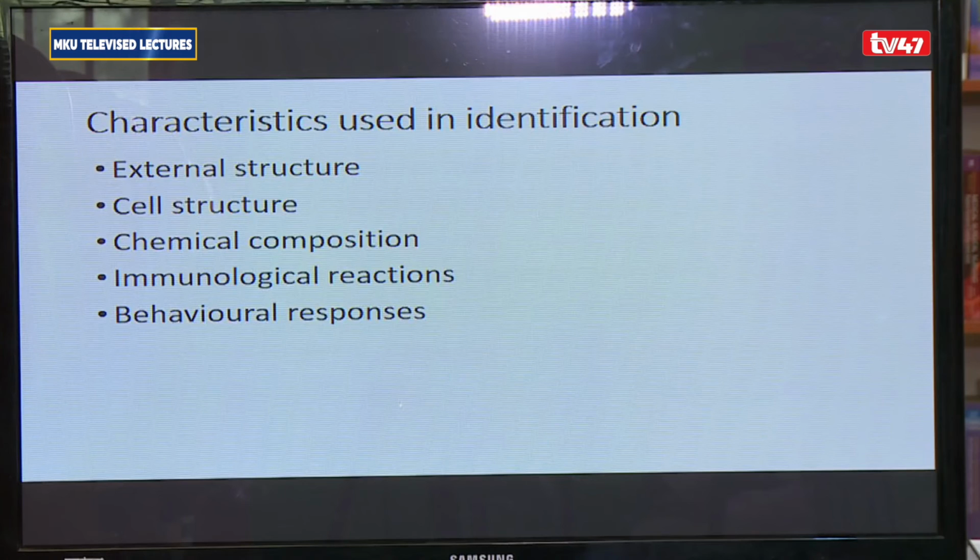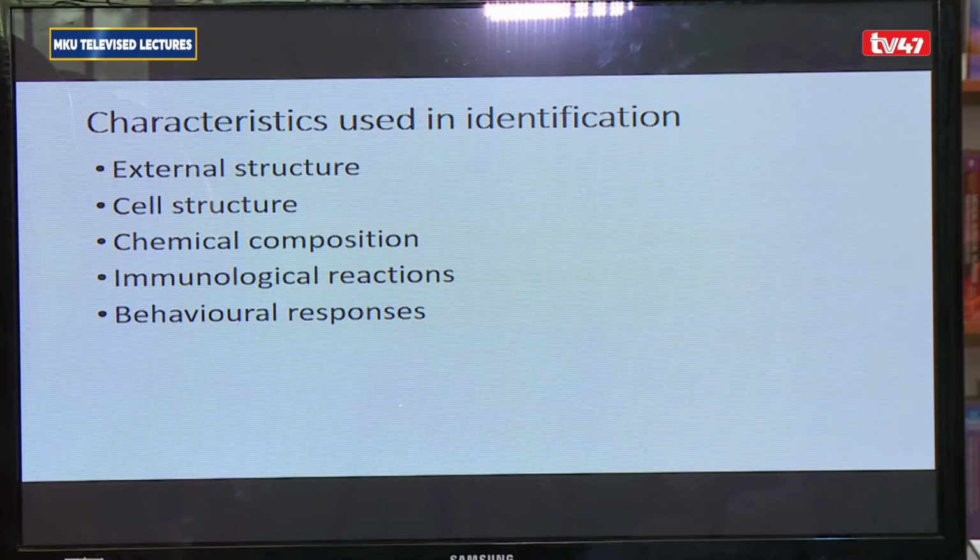We can also make use of behavioral responses. Basically, we can identify and even classify organisms depending on how they behave when they are exposed to a particular stimulus, such that those that give the same behavior to a particular stimulus, we can say they are similar to one another and group them together. Those with a different behavior to the same stimulus can be said to be different and put in a different group. So there are many other characteristics you can use in identification, but these are the main ones that are normally used.